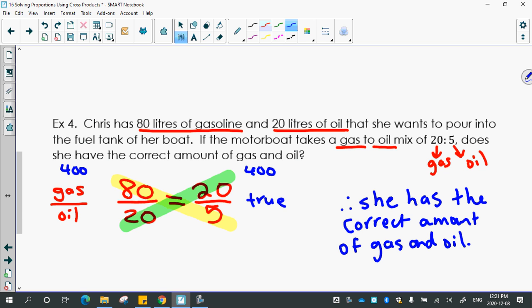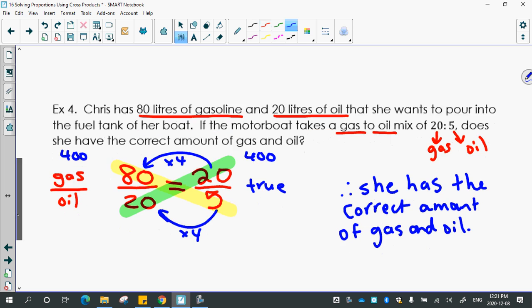So just from this morning, we could have had the same question this morning. And we would have said, what do you have to do to 20 to get 80? Times by 4. Is 5 times 4 20? Yes. So that's what we would have done this morning, which is fine. It's a great way to do it, but this is really quick. As long as you make sure you've got gas on top and oil on the bottom, then you can just do the cross product, and it will tell you whether it's true or not. Okay? So all it is a quicker way to do what we were doing this morning.